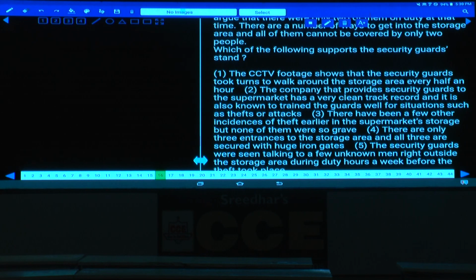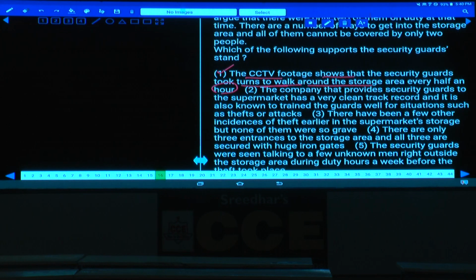Now the first one, the CCTV footage shows that the security guards took turns to walk around the storage area every half an hour. That means they keep on moving in that area. But still they could not cover it. Why? Because by the time these people are covering the entire area, many people are entering it, isn't it? Hence this could be the reason. This is supporting the claim or not? Though they are continuously watching, they could not catch them because very few people are there.